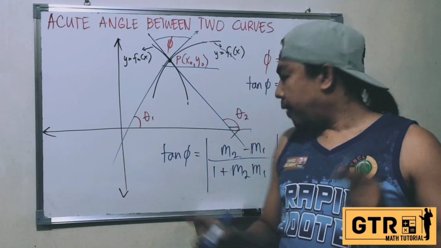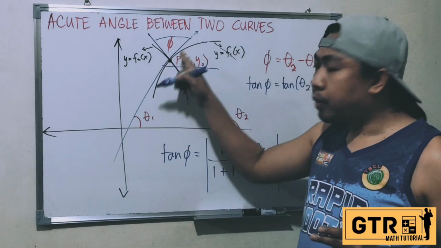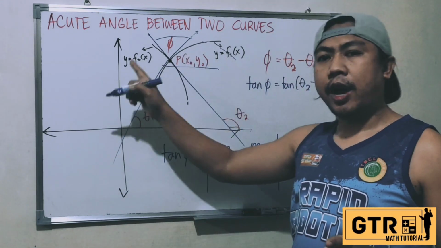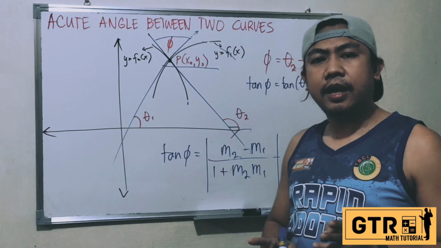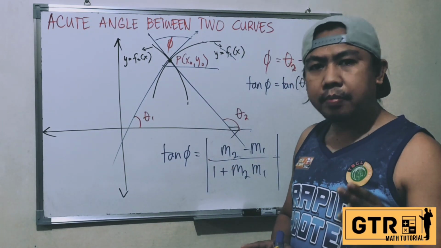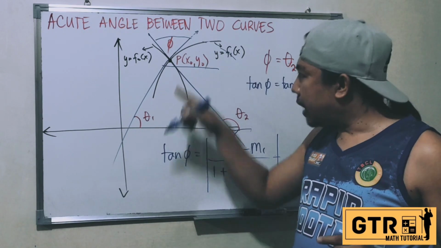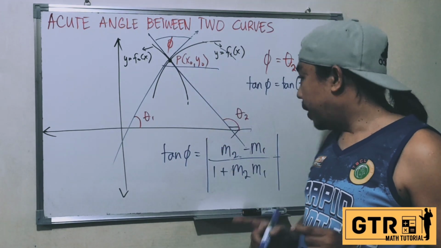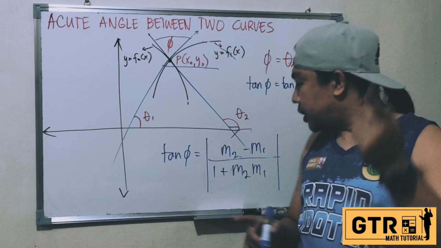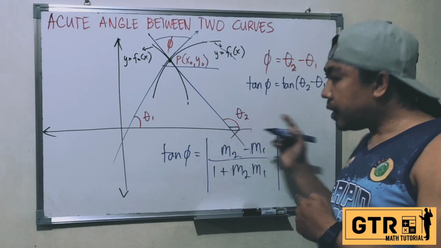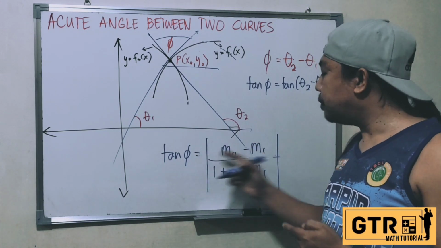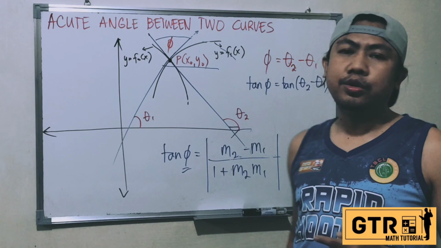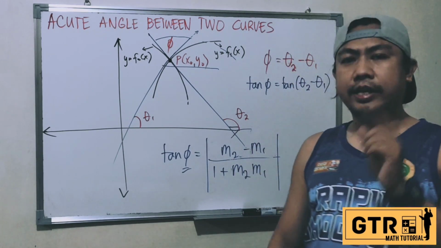Second step, find the slope of the tangent line using the derivative. So differentiate the two functions, because we define the derivative as the slope of the tangent line at the point of tangency x sub o, y sub o. After getting the intersection and the derivative, we get the slope, and just substitute the slopes into this formula so that we can get the value of the acute angle. Okay, so example number 1.